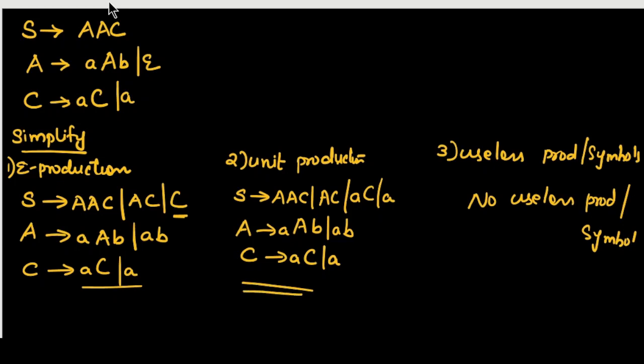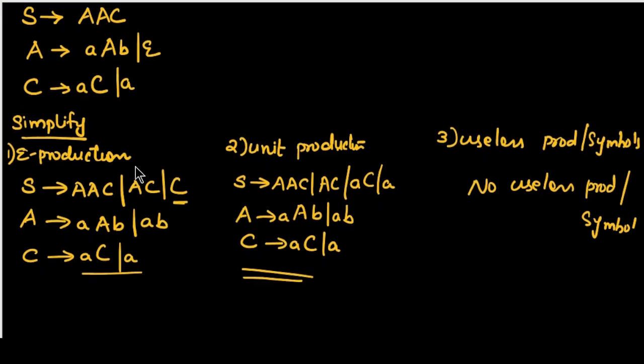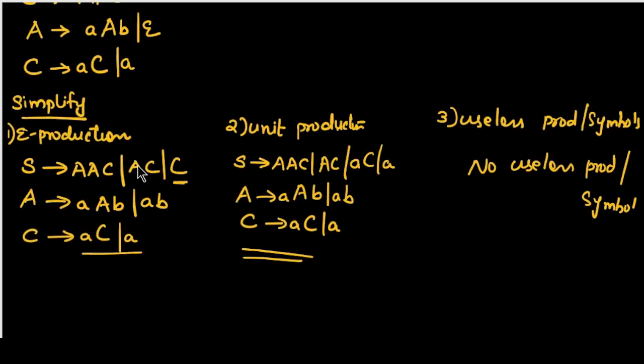Now we have to convert it into CNF. So what does CNF say? In CNF, all productions should be of the form A gives BC or A gives a. Either a single terminal on the right hand side or two variables on the right hand side.